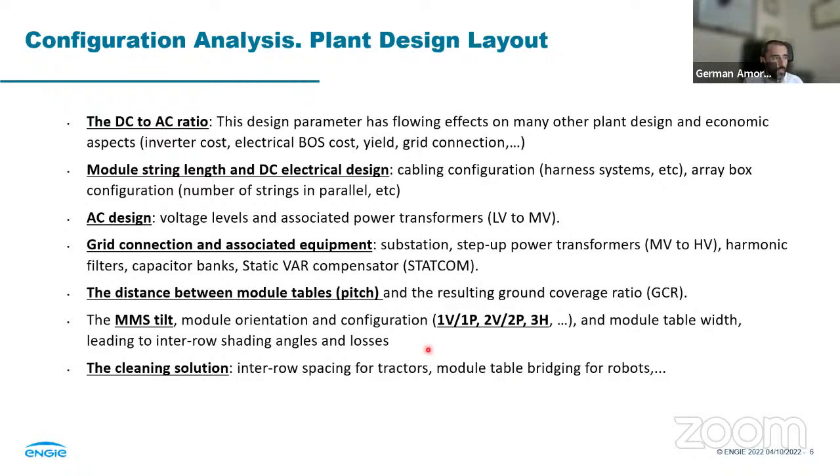We need to install additional capacitor banks or STATCOM, which have impact at the end in the operational strategy of the power plant, OPEX, and for sure in CAPEX, because it's an expensive device.